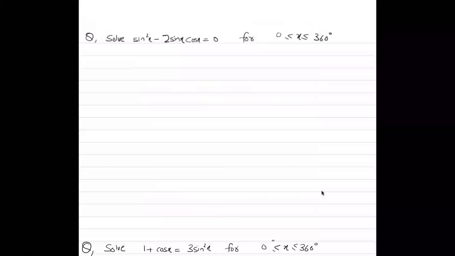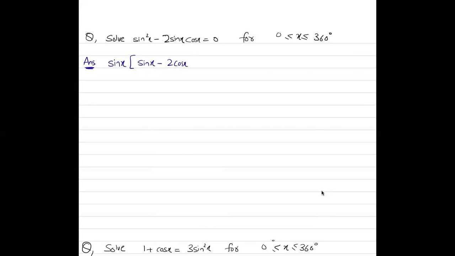So the next question is: solve sine square x minus 2 sine x cos x equals 0 for x greater than or equal to 0 and less than or equal to 360. The first step that should come to your mind is to simplify the term. There are only two terms and sin x is common in both. So you can take sin x common out and you are left with sin x minus 2 cos x equals 0. So basically you have simplified this and made the factors. So you can say sin x equals 0 and sin x minus 2 cos x equals 0.